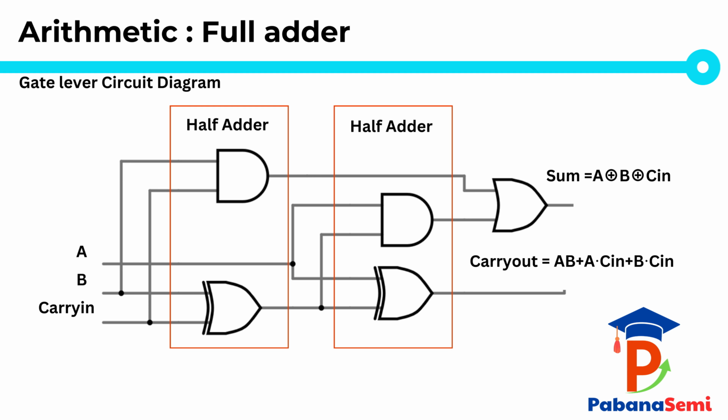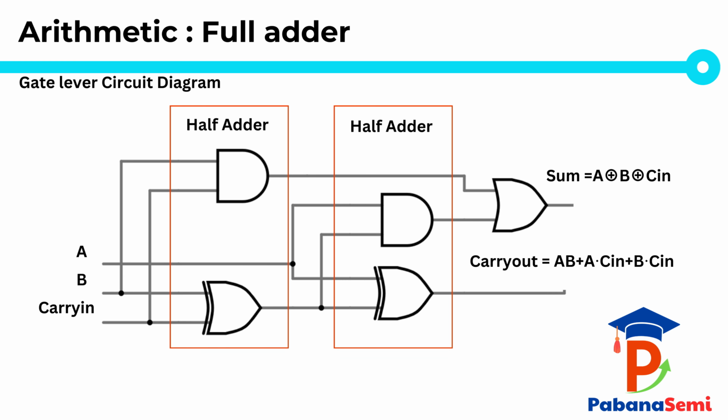Finally, we generate the overall carry out by combining the 2 carry signals. If either the first half adder produces a carry or the second half adder produces a carry, we need to carry to the next bit. So we OR them together to get carry out. This matches the carry equation: Cout equals AB plus A Cin plus B Cin. So the main takeaway is 2 half adders compute the sum, and the carry out is the OR of the 2 carry paths.